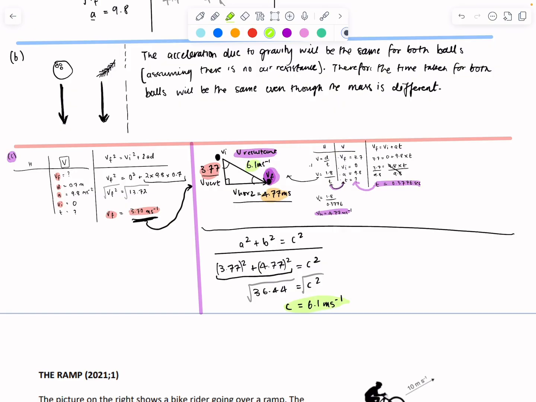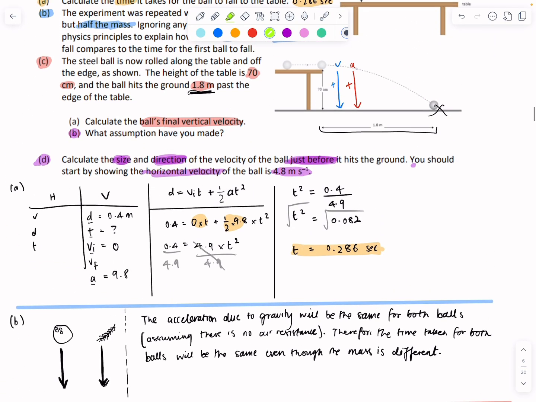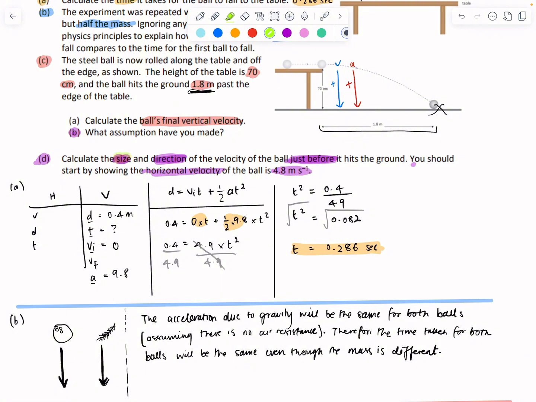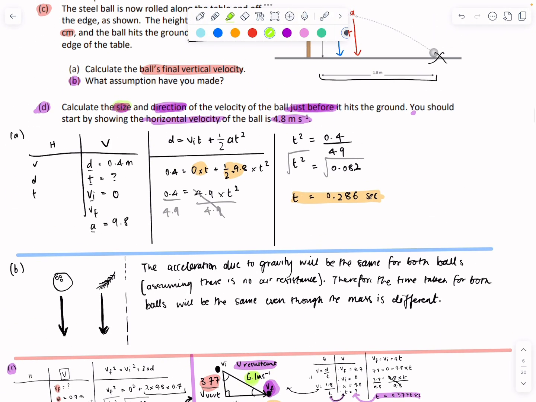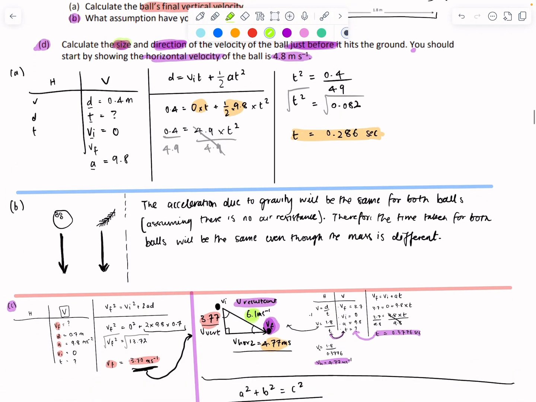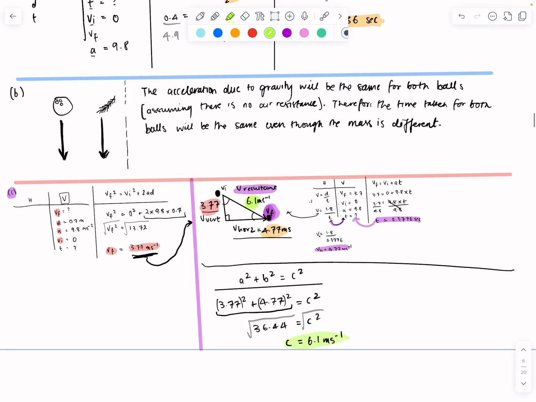Okay, so now what I can do is read the next part of the question. So I've calculated the size. So on its downwards journey, we've just calculated that the final velocity just before the ball hits the ground is 6.1. Now what I need to do is I need to show the direction of the velocity. And the way we're going to do that is by working out this angle here. This will tell me the angle that the ball is going down at.